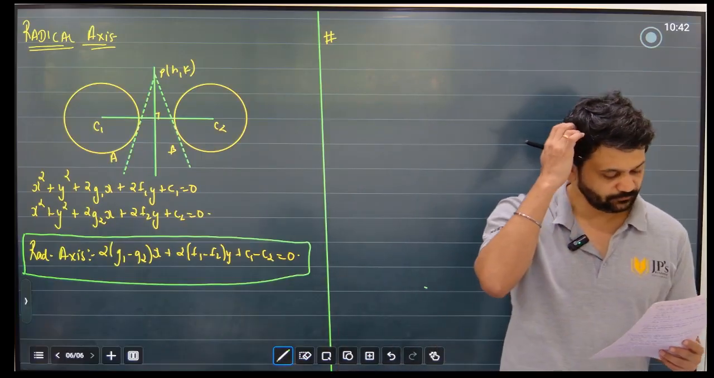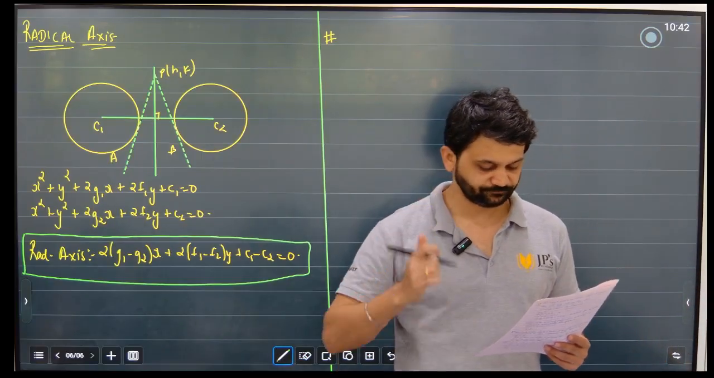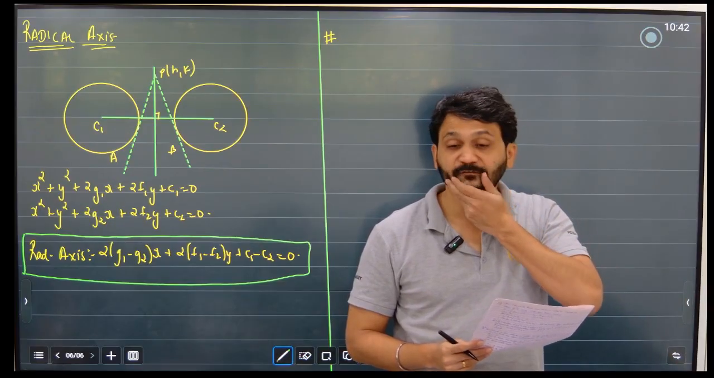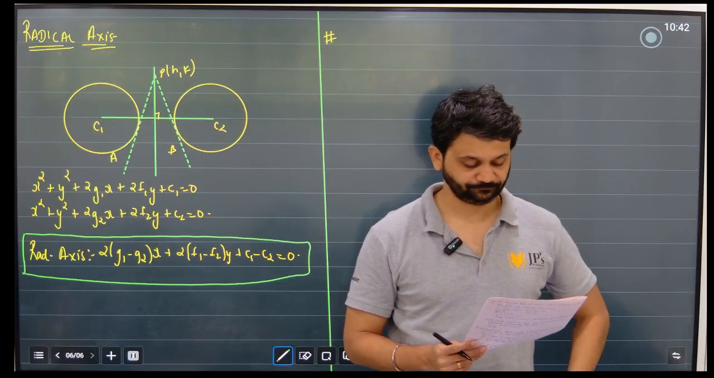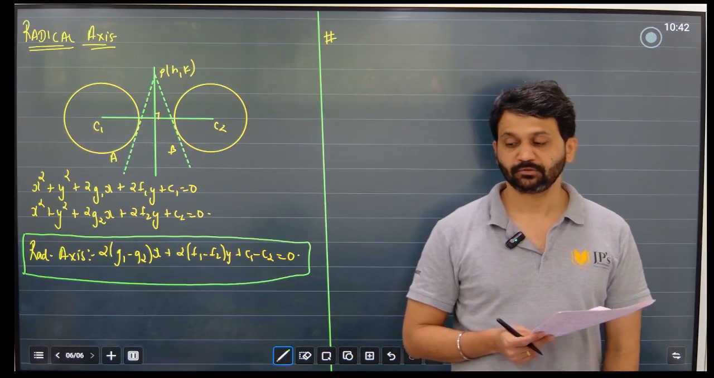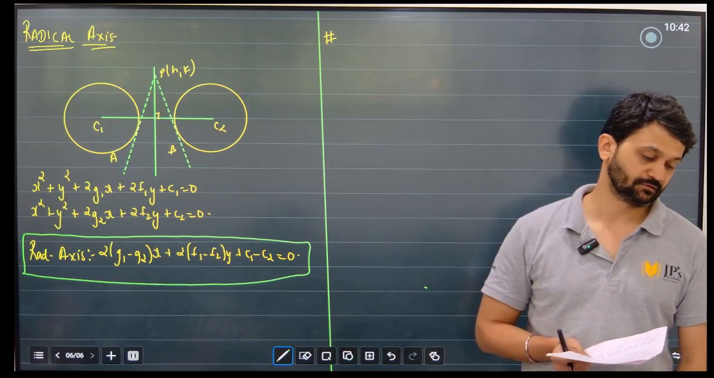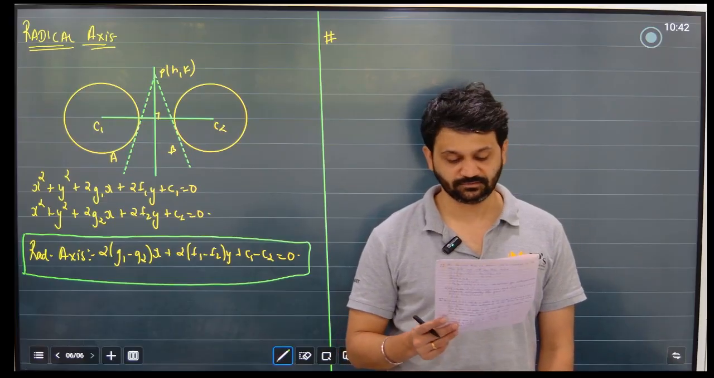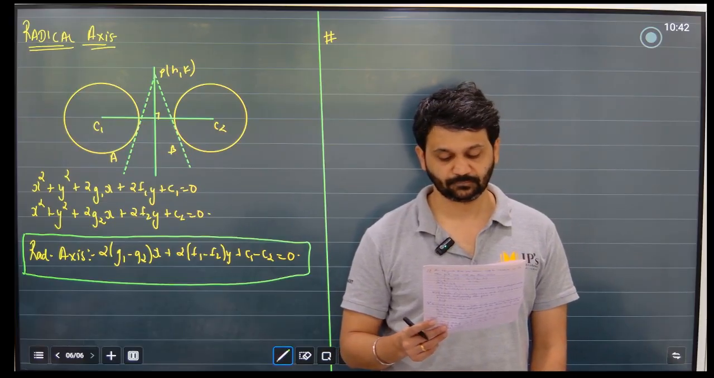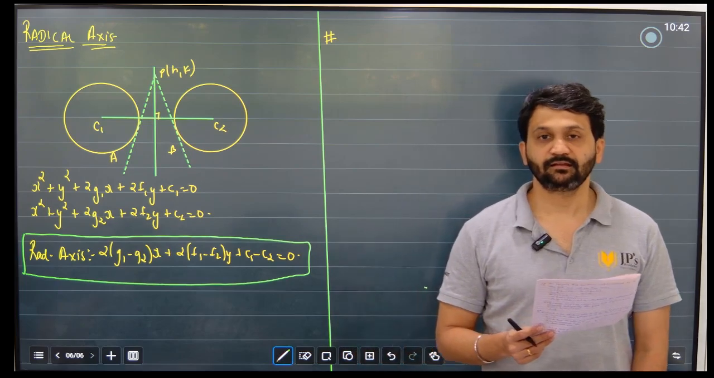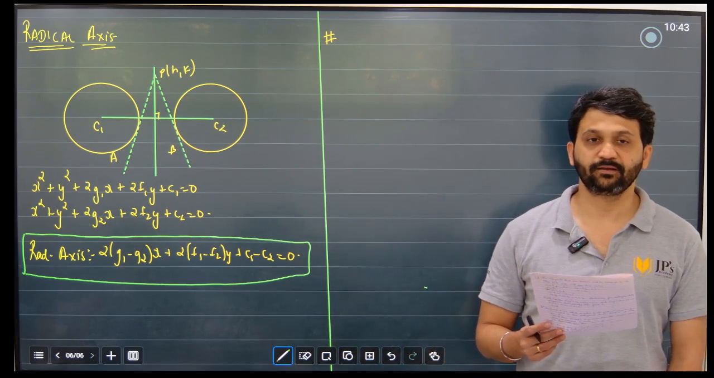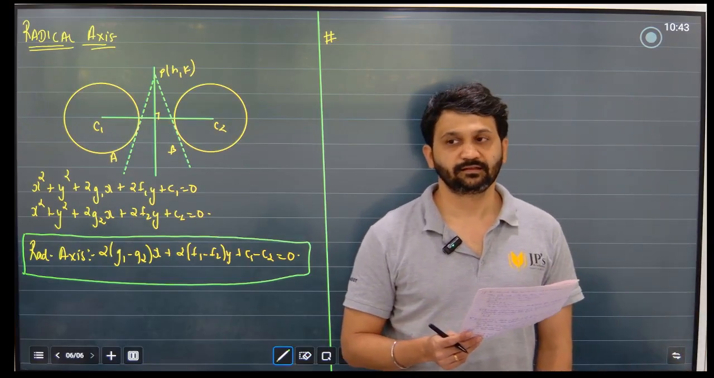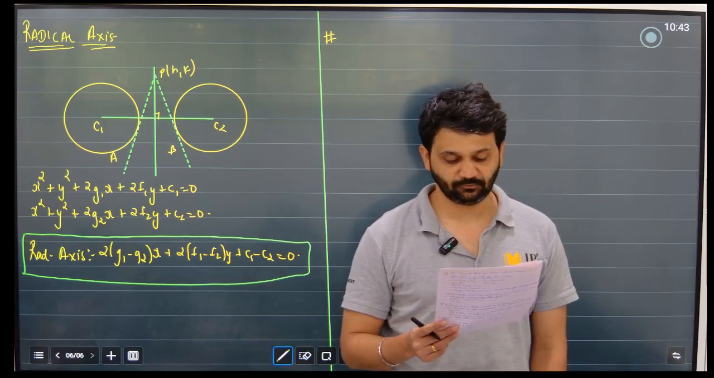In fact, if two circles are congruent, in brackets write same radius, then the radical axis becomes the perpendicular bisector of C1 C2.